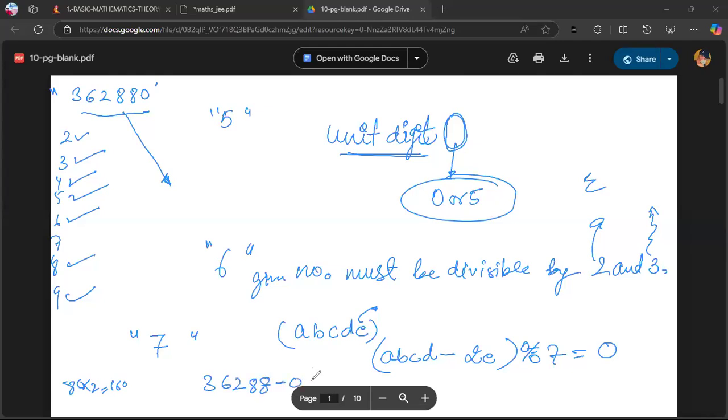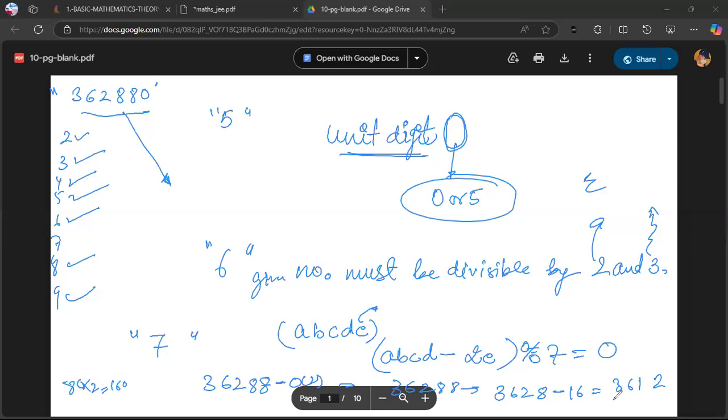36288 minus 0 into 2. So basically it will come out as 36288. And still the number is big, so you can do one more similar operation on this. How? 3628 minus the double of the last digit, which is 8. So 2 8s are 16. So the answer will be 8 minus 6, 2. 2 minus 1, this 3 6 1 2.